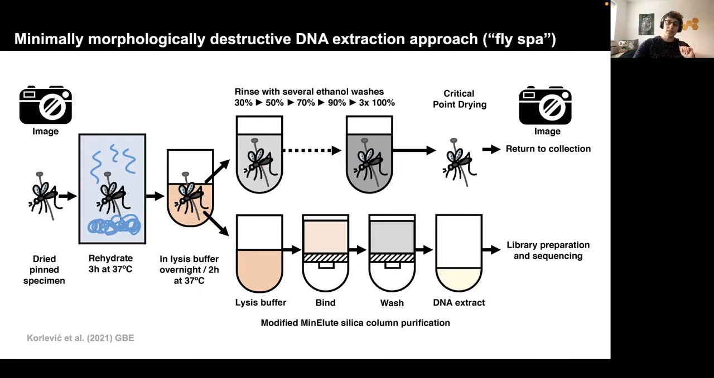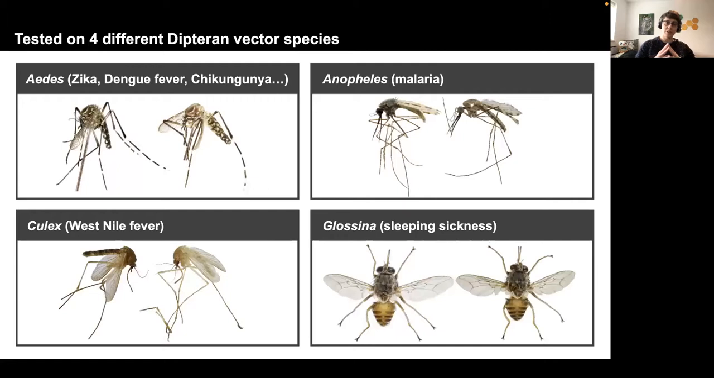And we tested this approach on 4 vector flies. Here you can see the photos before on the left and after on the right for Aedes, Anopheles, Culex, and Glossina, some of the most common disease vectors. And you can see that while there are morphological changes, you are still able to determine by the morphology the species, because all of the species specific characteristics are still there post-extraction. So this was pretty promising.